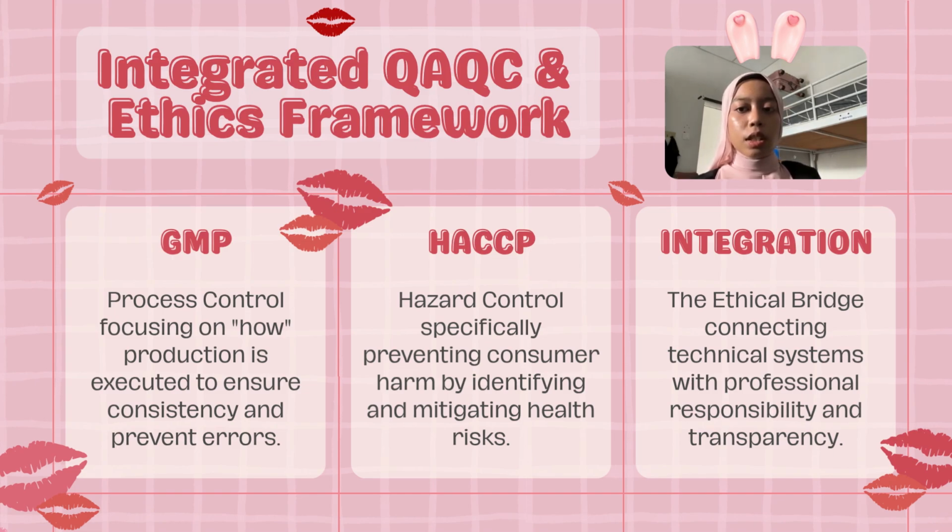This framework is the backbone of our operation, ensuring that every product we release is safe, consistent, and ethically manufactured. To manage a complex supply chain from the hibiscus farmer to the end user, we rely on three core pillars: first, GMP to ensure our process is consistent; second, HACCP to prevent consumer harm; and finally, our integrated ethical approach to ensure that we remain transparent and accountable even when mistakes happen.